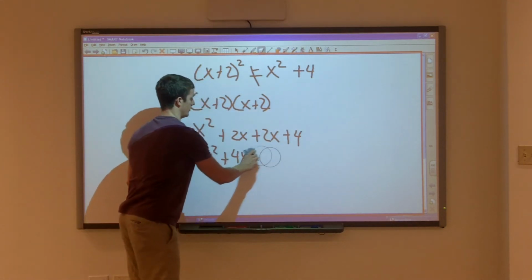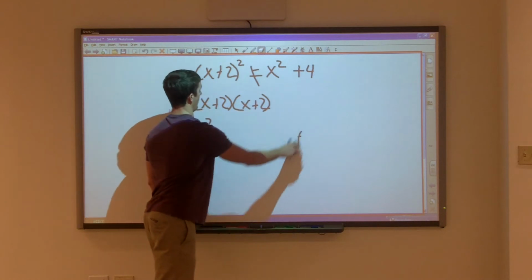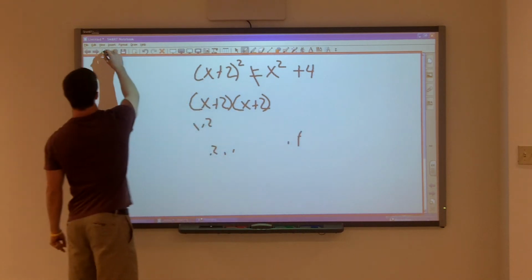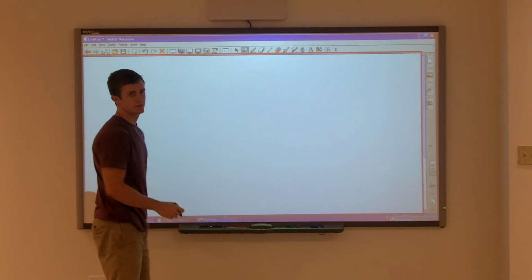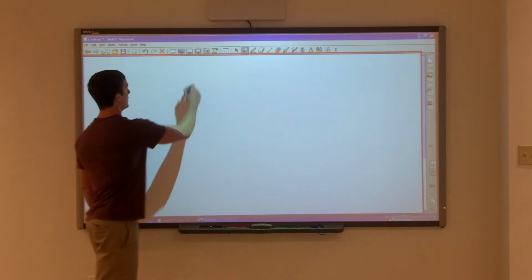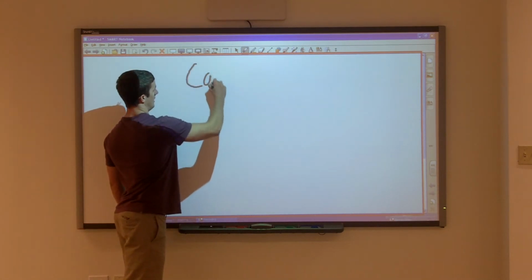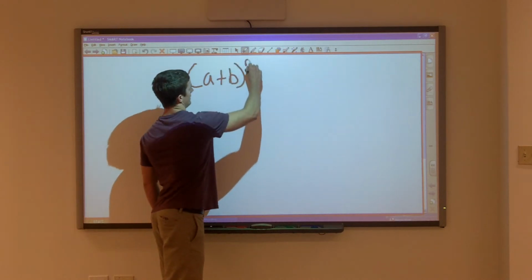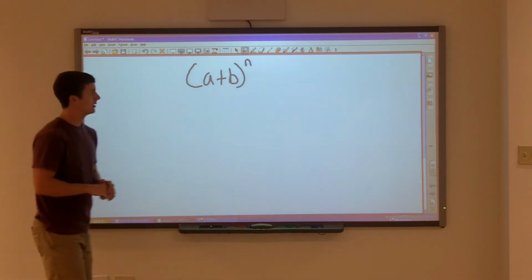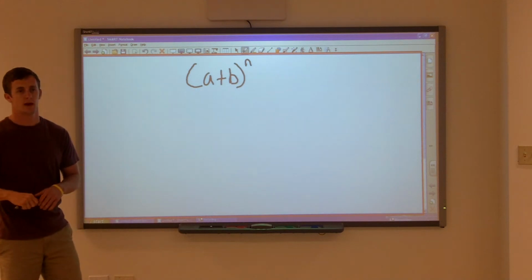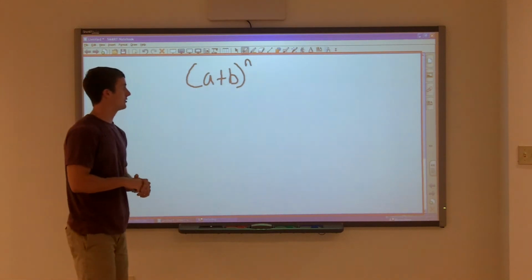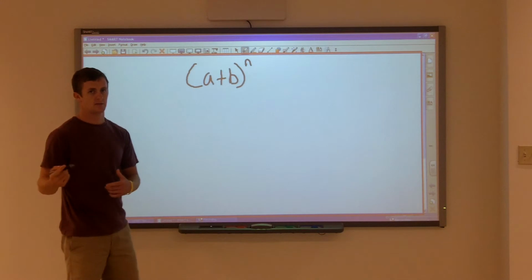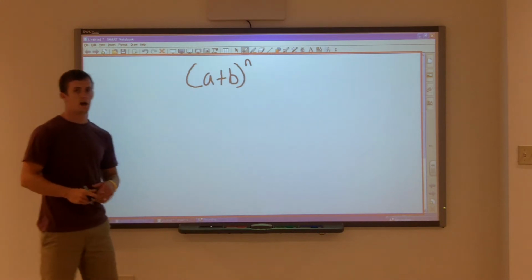Now we're going to move on to problems whenever we have a quantity raised to exponent n. So if we have (a + b) raised to the quantity n. Before, we've just been looking at when we have different groups of numbers squared. So what if we have something raised to like the 4th power? How are we going to solve that?